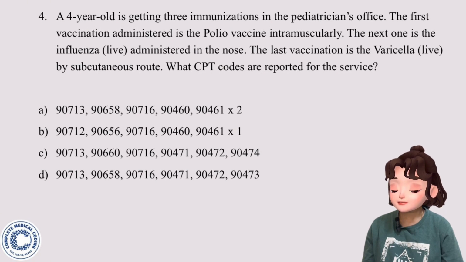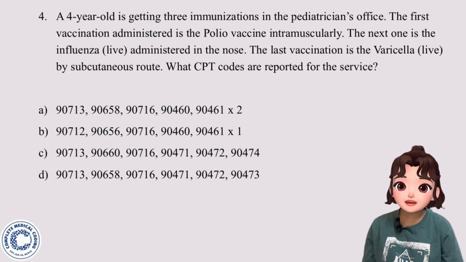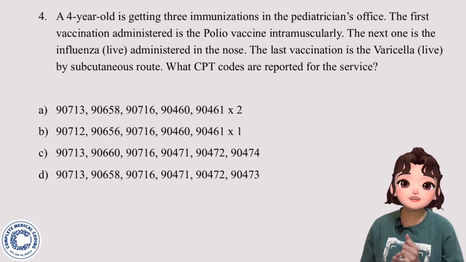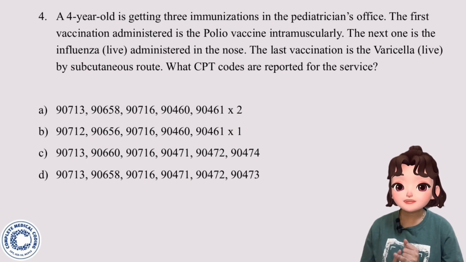90658. Where is it? 90658. Okay, 90658 is influenza virus vaccine trivalent split virus. In our question, the influenza virus is live, not split virus. So you can't use that code. So go to the next option. Now let's find out the code for influenza vaccine.